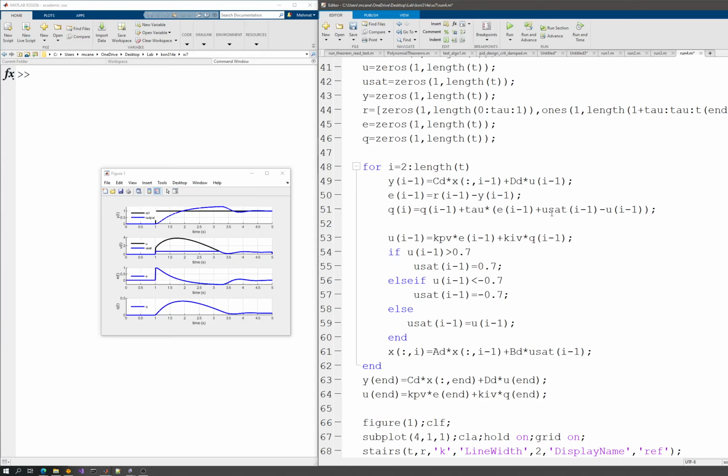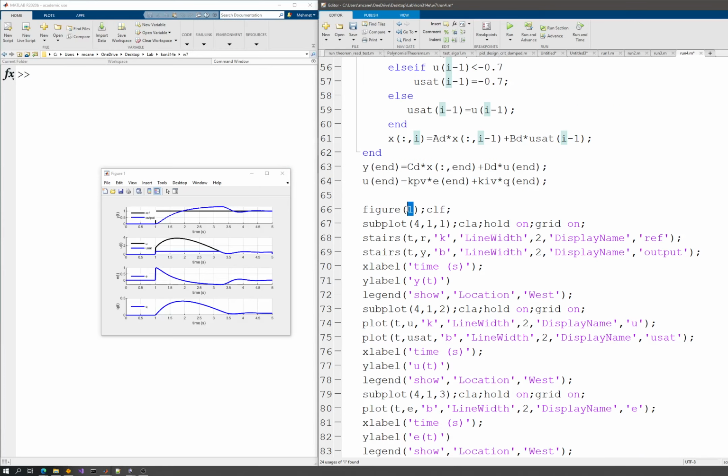So as I've mentioned before, this will be 0 if we are in the linear region, and this will become most probably negative if I have some saturation limit, because this will add 0.7 here if I'm at the upper limit, and it subtracts the control signal that we've used and that we wanted to apply here. So if I'm not wrong, this should change the behavior.